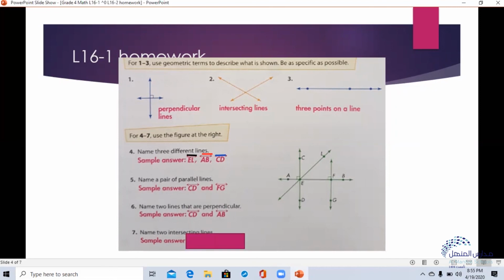Name 2 intersecting lines. That just means that these lines need to intersect one another with not a 90-degree angle, which means line LE and CD are intersecting one another.